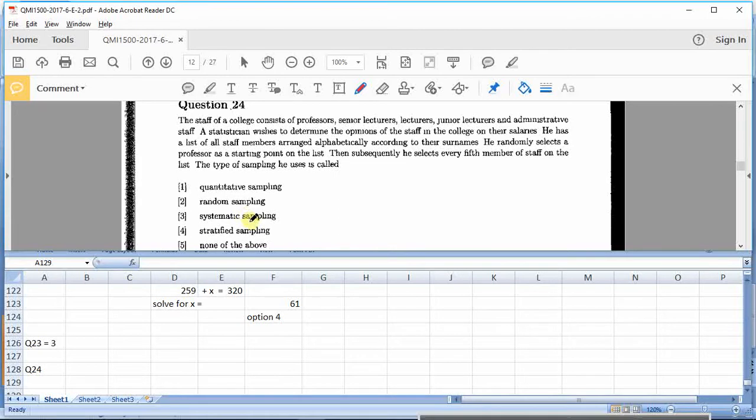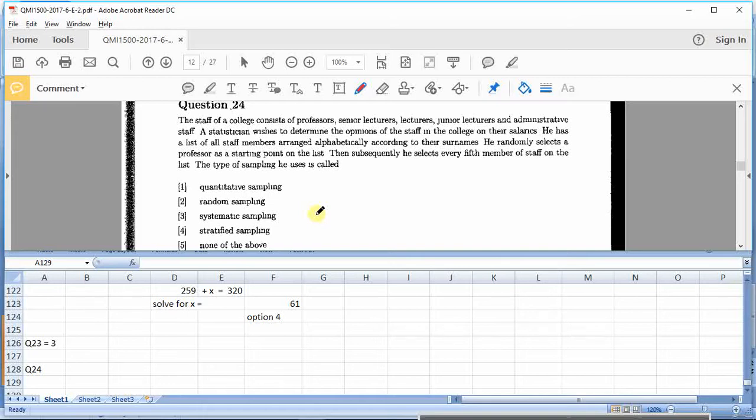Question 24 is theory. Right. The staff of a college consists of professors, lecturers, senior lecturers, junior lecturers, and admin. A statistician wishes to determine the opinions of the staff in the college on their salaries. He has a list of all the staff members arranged in alphabetical order according to their surnames. He randomly selects professor as a starting point on the list. Then subsequently he selects every 5th member of staff on the list. The type of sampling he used is called.